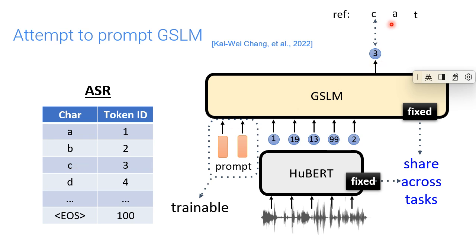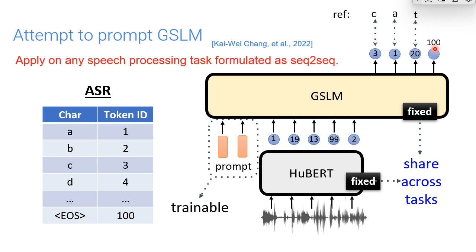Then the second character is A here. Then GSLM has to output 1, so 1 will be mapped to A. Then GSLM will output token number 20. Then token number 20 will map to the character T. And finally, GSLM has to output token number 100. It maps to end of sentence. So we train the prompt to make GSLM generate the desired output.